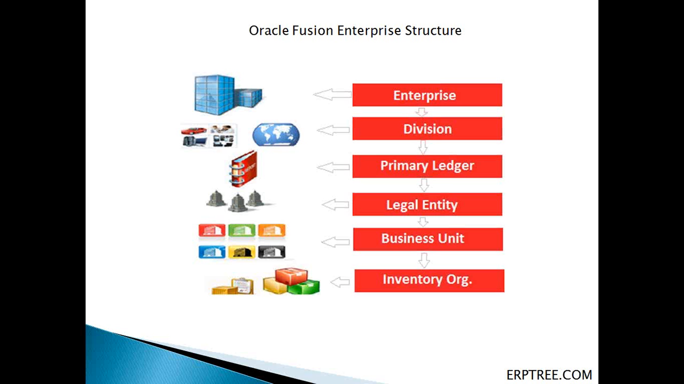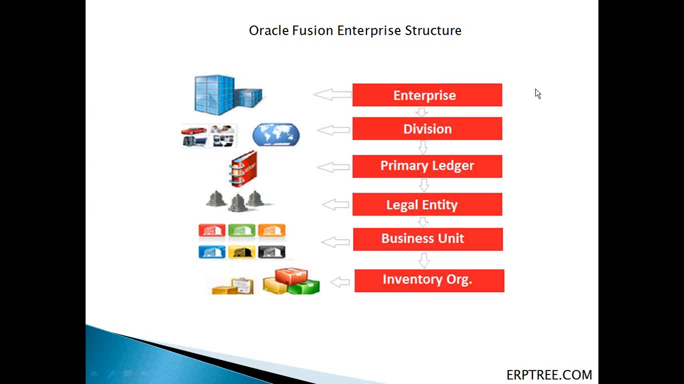But when you look at enterprise structure in the Fusion application, this is what we can see. At the top level, there is no business group concept in the Fusion application. You can see enterprise. Under enterprise, you can have divisions. Under divisions, you can have primary ledger. Under primary ledger, legal entities. Under legal entity, we can see business unit. The OU, operating unit name, they replaced with business unit. They just changed the name. And under business units, we'll have inventory organization.